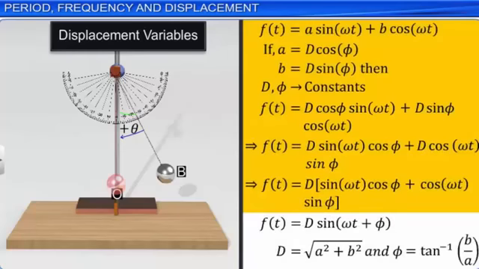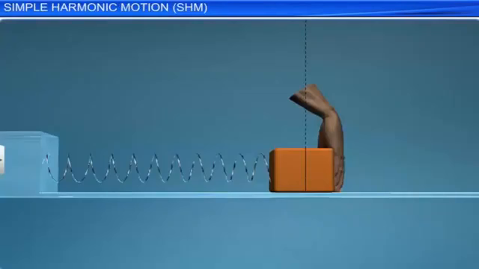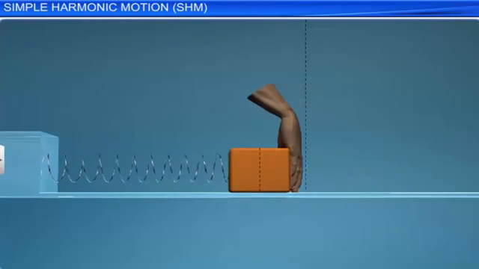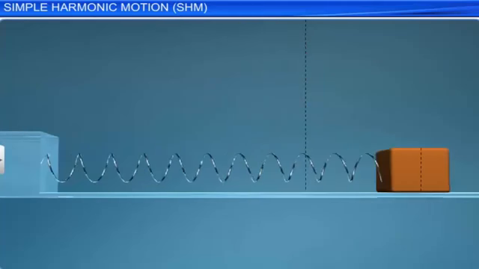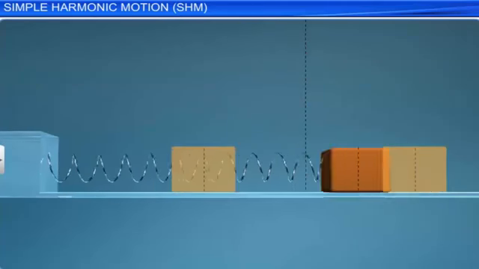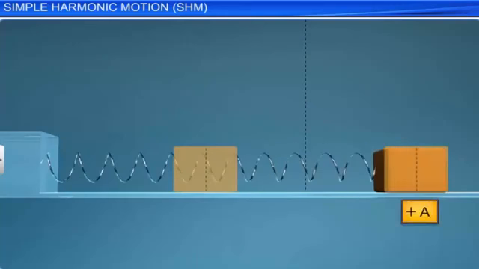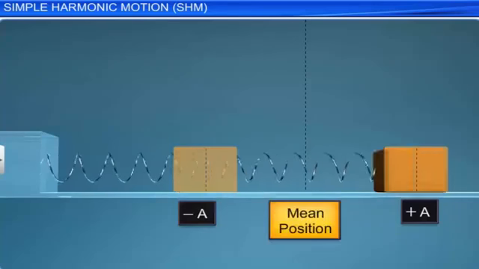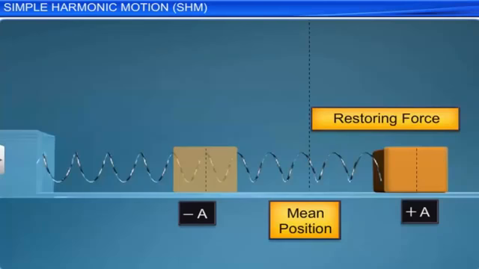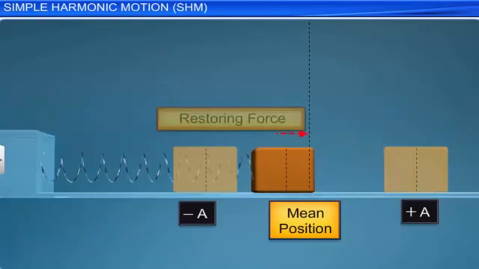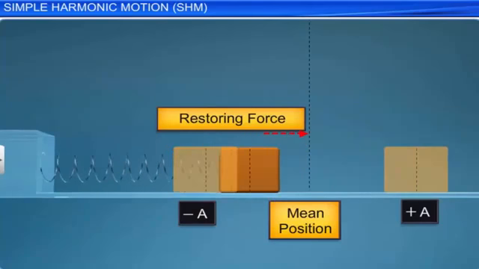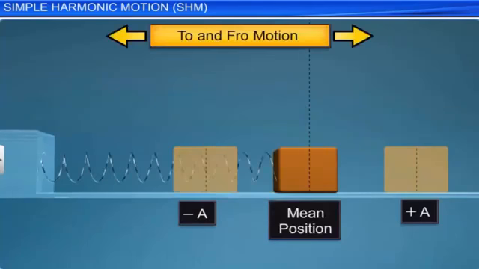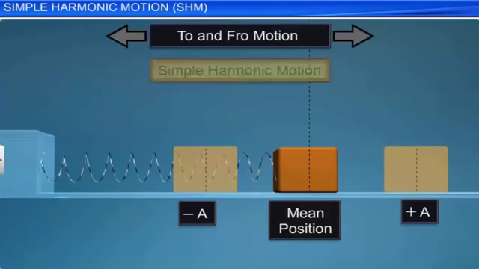Consider a body attached to a spring. When the spring is compressed and released, the body attached to it oscillates back and forth between the two extreme points, marked as +A and −A. As the body moves away from its mean position, it experiences a restoring force, which attempts to bring it back to the mean position. This to and fro motion being executed by the body is called simple harmonic motion.